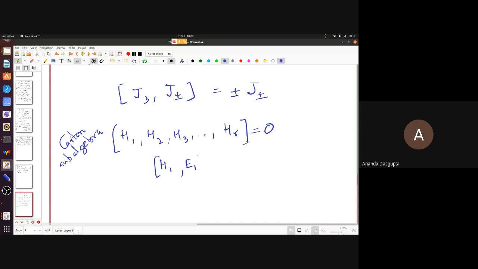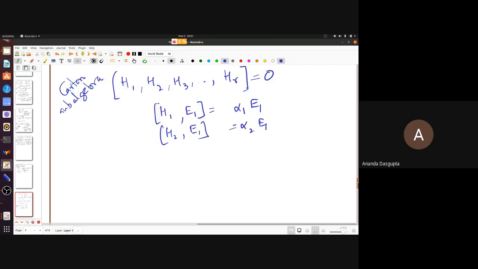And then you are looking at things like this. [H1, E1] is alpha 1 E1. [H2, E2], [H2, E1] is alpha 2 E1, and so on. So what you are really saying, this is really looking very much like the fact that operators which commute have simultaneous eigenvectors, right? If you could somehow think of this as some operator acting on E1 instead of some operator commuting with E1, this would be that operator acting on E1 gives you a multiple of E1. Another operator here acting on E1 gives you a multiple of E1 again. So basically E1 is a simultaneous eigenvector of all these operators.